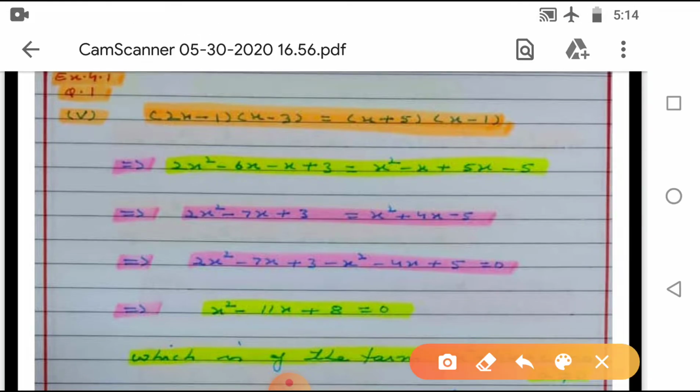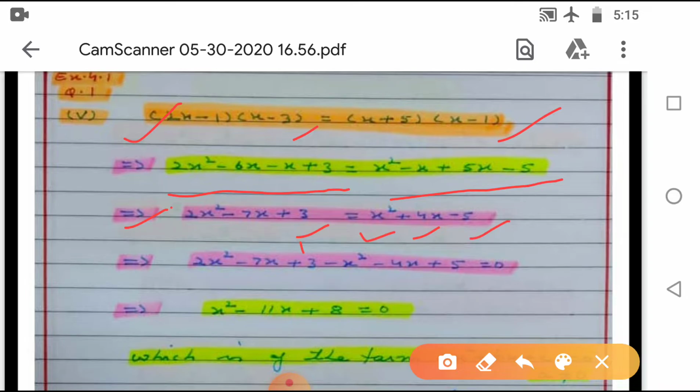This is (2x − 1)(x − 3) = (x + 5)(x − 1). When you multiply, we get 2x² − 6x − x + 3 on the left and x² − x + 5x − 5 on the right. Finally, on the left hand side we have 2x² − 7x + 3. On the right hand side, −x + 5x becomes +4x, so we have x² + 4x − 5.